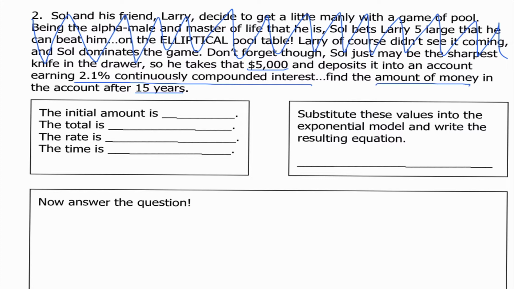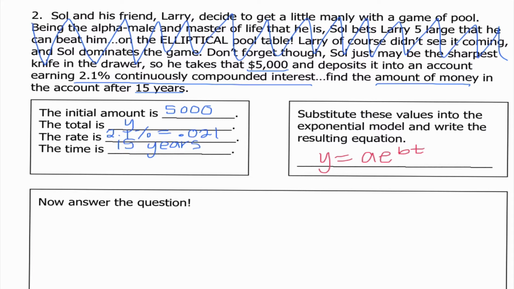So let's fill in the information we know. The initial amount is $5,000. The total amount, that is what we don't know, so I'm going to write y. That's what we're trying to figure out, our unknown value. The rate is 2.1%, or 0.021, and the time is 15 years. So we know that our equation is y equals a times e to the bt power. So we're going to substitute all of this information into this equation.